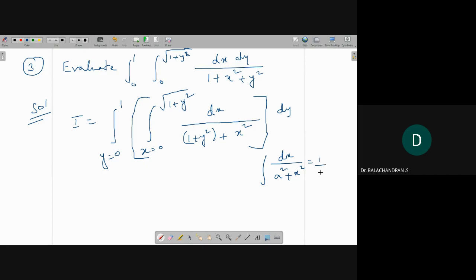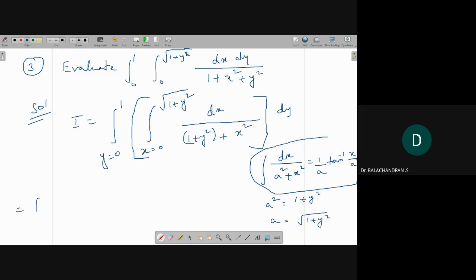One by a tan inverse of x by a. Very good, Punachandra. Tan inverse of x by a. Now this is of the form dx by a square plus x square. What is a square? A square is 1 plus y square. So a equal to root of 1 plus y square.